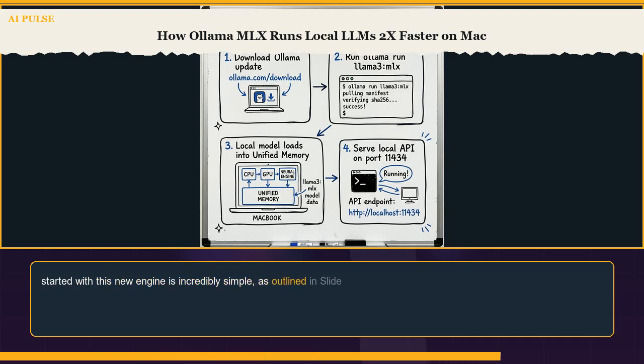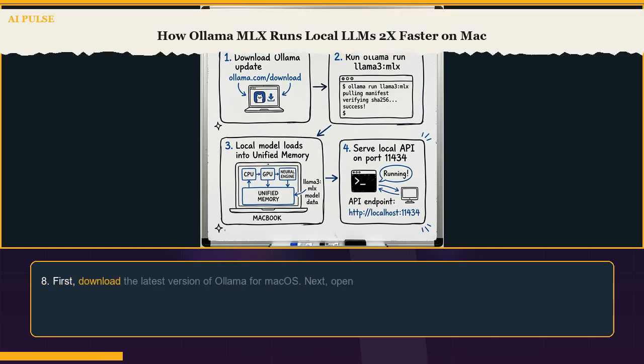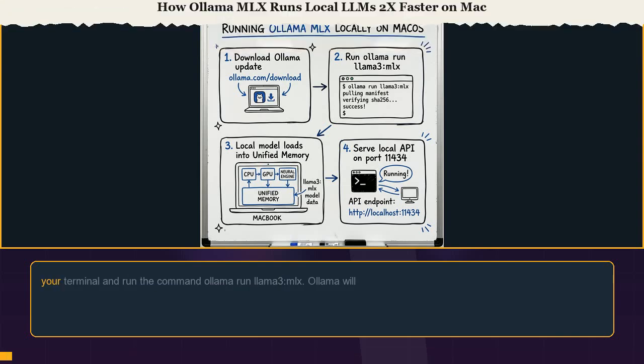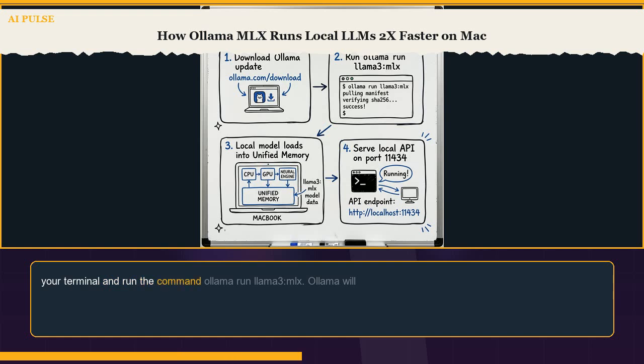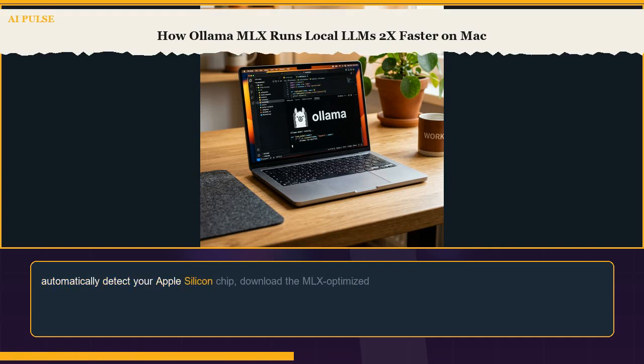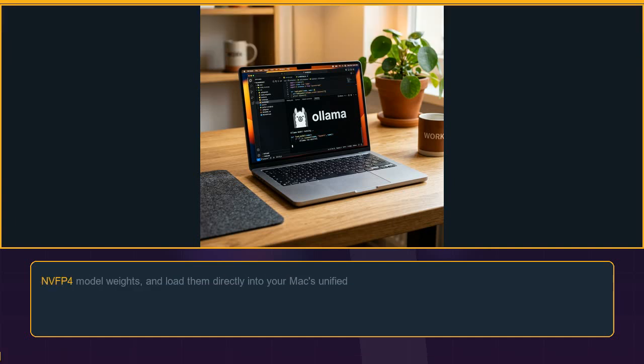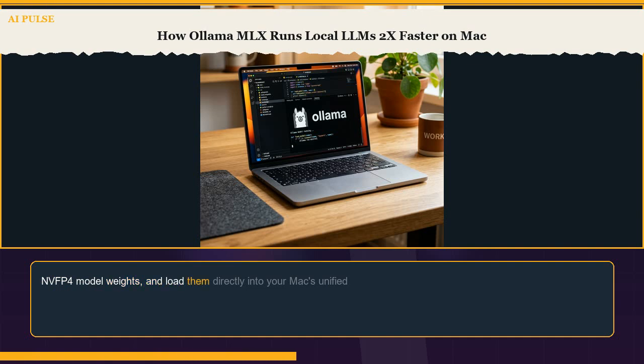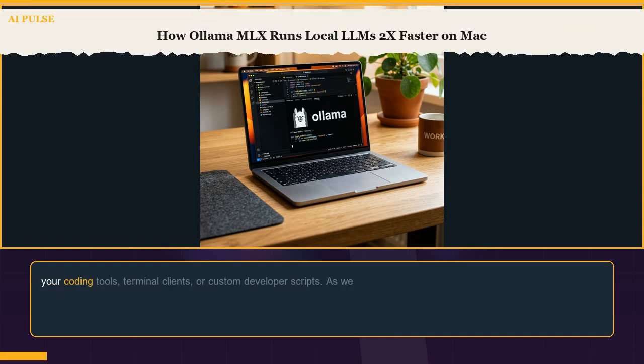Getting started with this new engine is incredibly simple, as outlined in Slide 8. First, download the latest version of Ollama for macOS. Next, open your terminal and run the command ollama run llama3-mlx. Ollama will automatically detect your Apple Silicon chip, download the MLX-optimized NVFP4 model weights, and load them directly into your Mac's unified memory. Ollama then runs a local API server on localhost port 11434, allowing you to instantly connect your coding tools, terminal clients, or custom developer scripts.